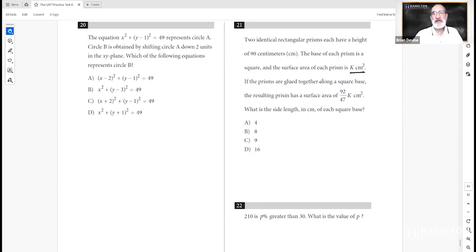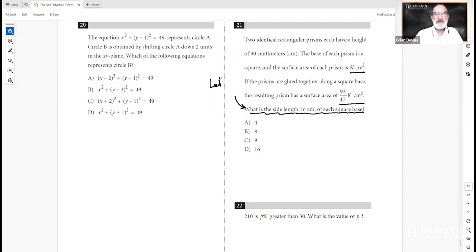If the prisms are then glued together along a square base, the resulting prism has a surface area of 92 over 47 times K square centimeters. And I want to know, what is the side length of each square base? Well, let's name this thing right now.